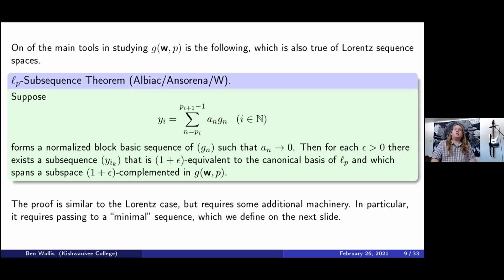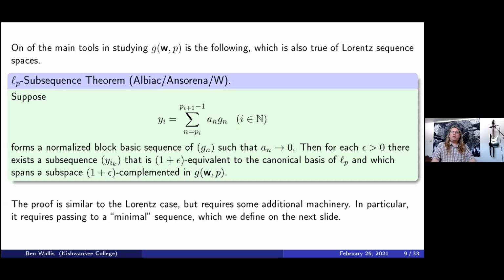This holds for the Lorentz sequence space, and it was proved, not surprisingly, in that 1973-1974 pair of papers. There is a version, as it turns out, for the Garling sequence spaces, and here it is. If you have a semi-normalized block basis such that the coefficients tend to 0, we could say that this is uniformly null. That's the lingo that we've been using here. So if you have a uniformly null block basis, then for each epsilon, you can find a subsequence that's that close in equivalence to the canonical basis of LP and that spans a subspace which is 1 plus epsilon complemented in the Garling sequence space. The proof is very similar, but it's not exactly the same.